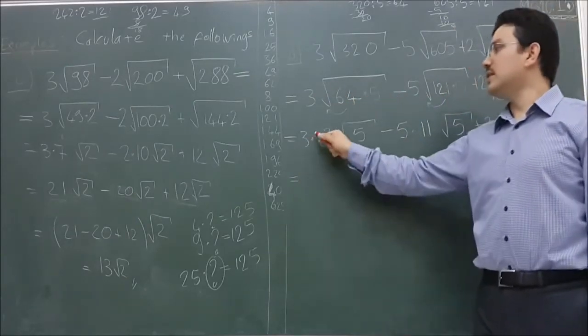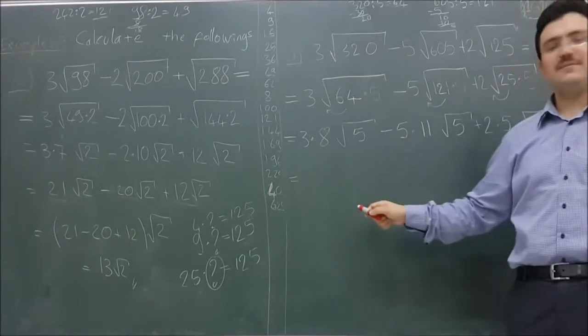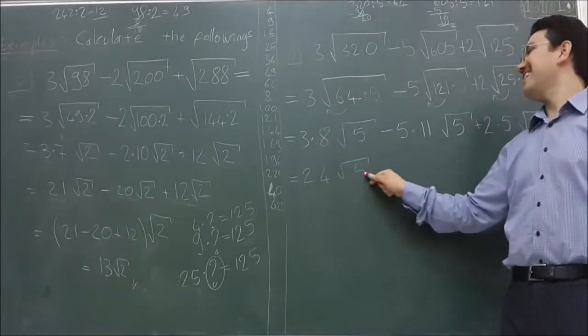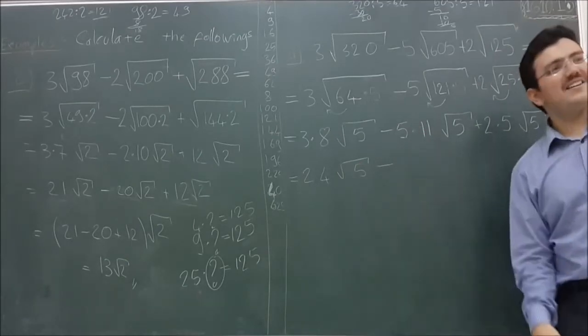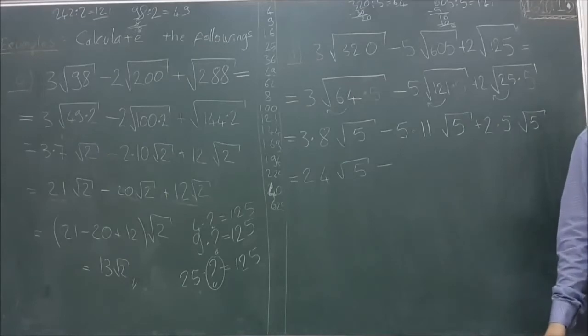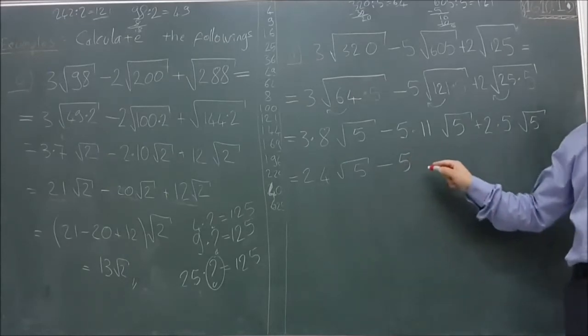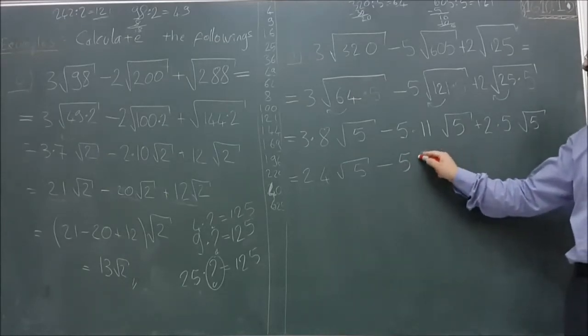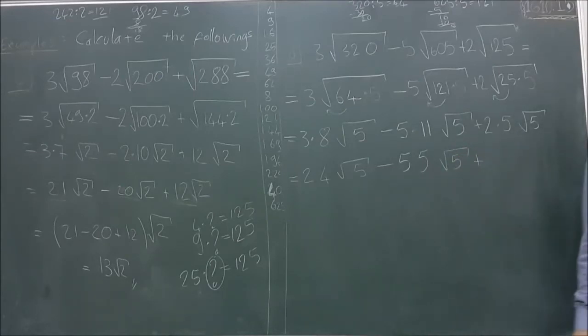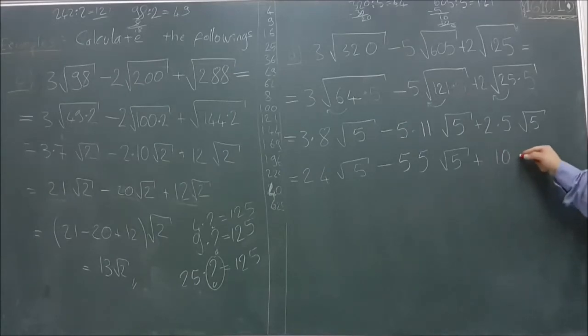Now, 3 times 8, 24. 100. 5 times 11, 55. Oh, very big numbers. 10.